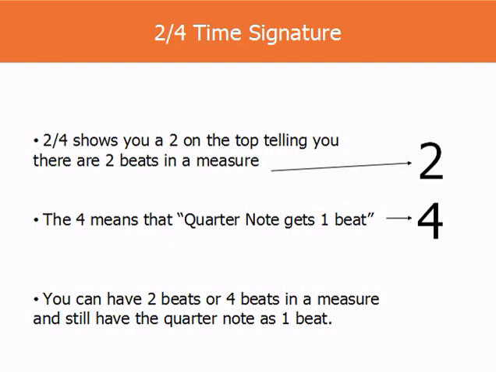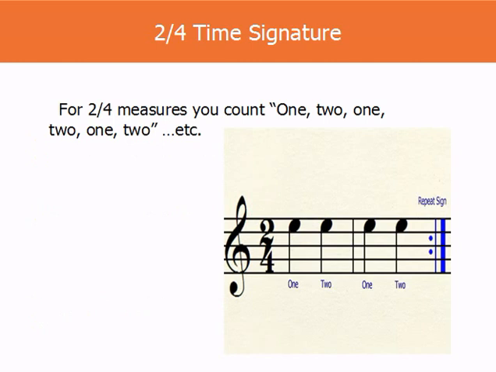2/4 shows you a 2 on the top, telling you there are 2 beats in a measure. The 4 means that quarter note gets 1 beat. You can have 2 beats or 4 beats in a measure and still have quarter note as 1 beat. For 2/4 measures, you count 1, 2, 1, 2, etc.